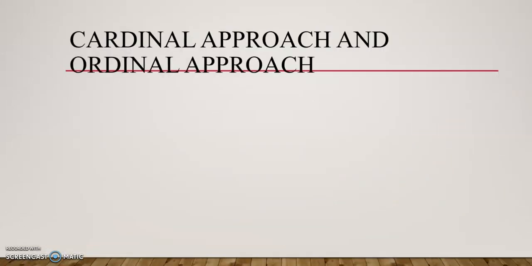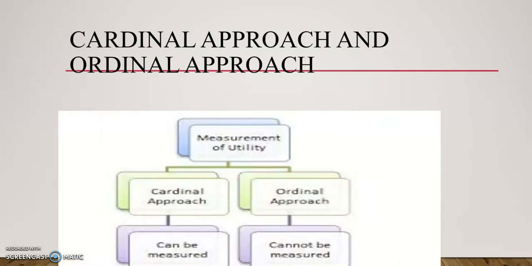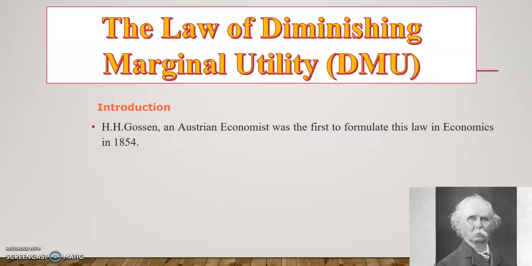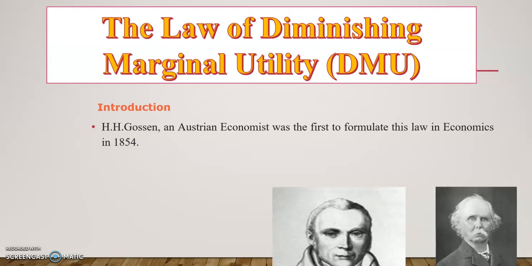This consumption can be measured based on the cardinal approach and the ordinal approach. In the cardinal approach, utility can be measured. In the ordinal approach, utility cannot be measured. This can be explained with the help of the law of diminishing marginal utility. The law of diminishing marginal utility was first given by H.H. Gossen, an Austrian economist, in the year 1854. It is called Gossen's first law.